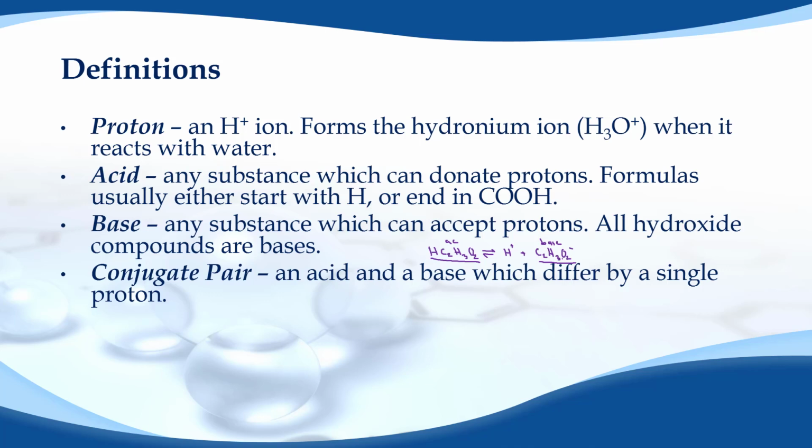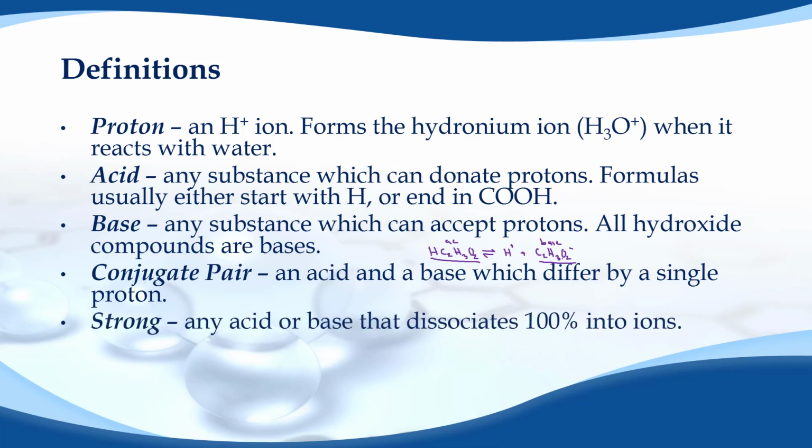The last definition that we need is a strong acid or strong base. A strong substance is anything that breaks up 100% into its ions. Right, so this acetic acid right here forms H+ and acetate. This is not a strong acid. In fact, I have the reversible arrow here to show you that this is actually quite a weak acid. It will break up a little bit, but not much. Right? In fact, it's only about 1 in every 1,000 molecules of acetic acid that will break up in this way.